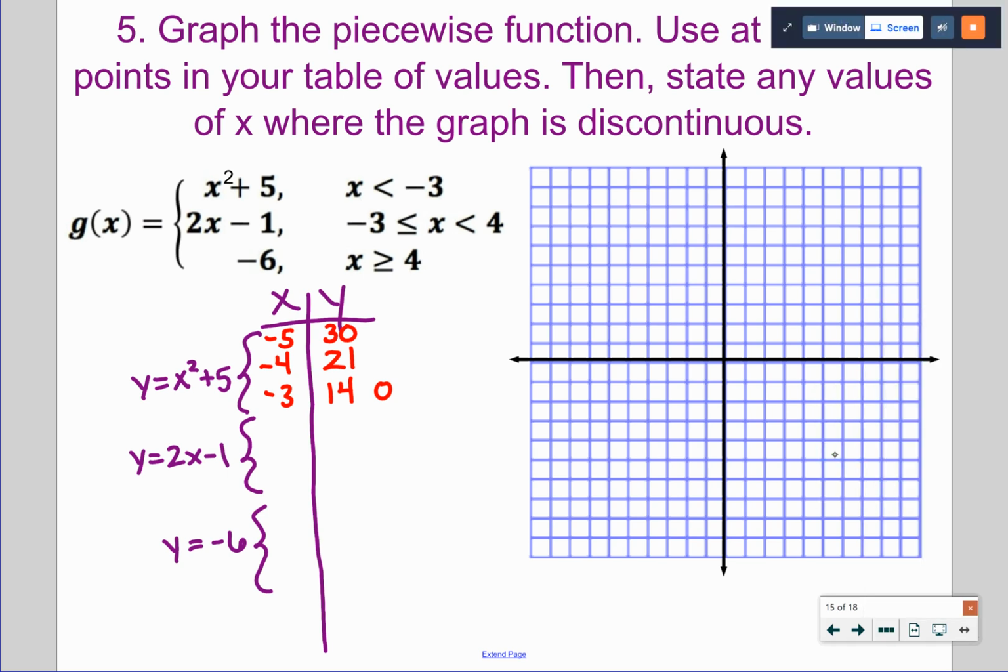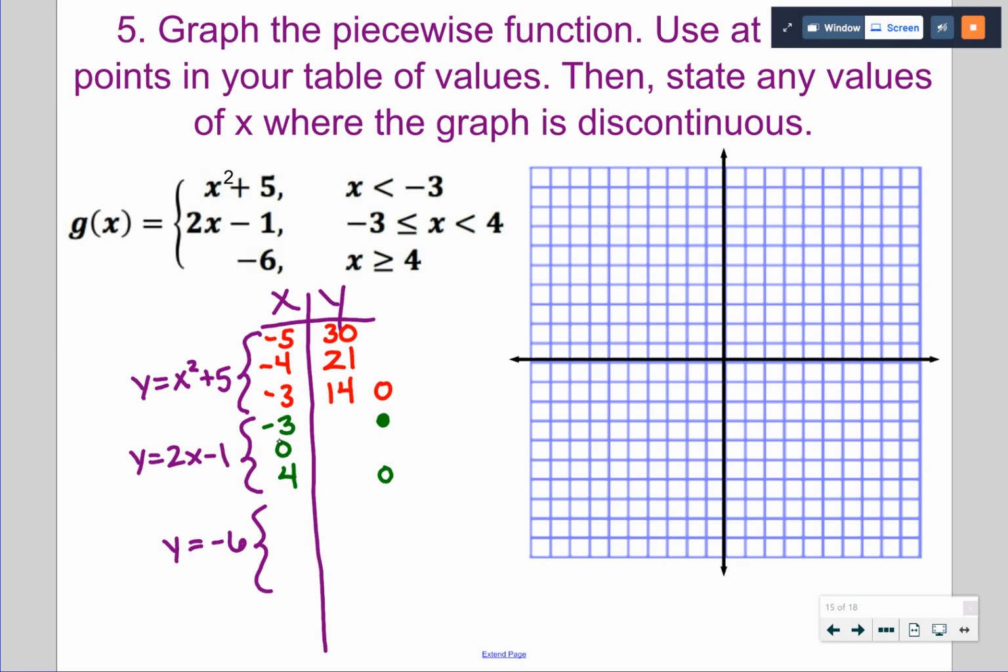y equals 2x minus 1. That's the one in the middle there. I can use any value between negative 3 and 4. Negative 3 is inclusive. You want to make sure at minimum negative 3 and 4 are included in your table, those end points again, where it breaks from one piece to the next. Negative 3 here will be a closed circle. 4 here will be an open circle. And then you can pick any other number to plug in the middle there. I'm just going to pick 0.